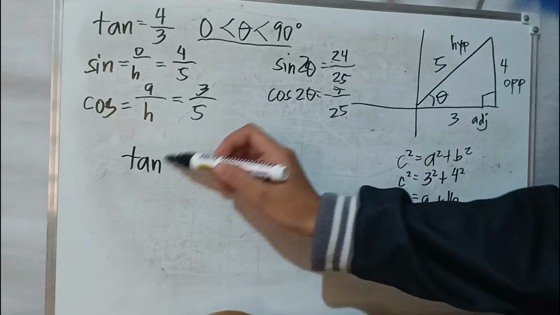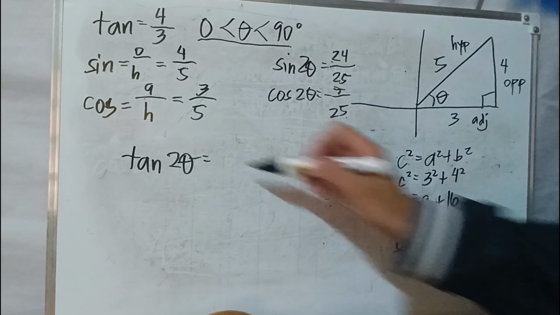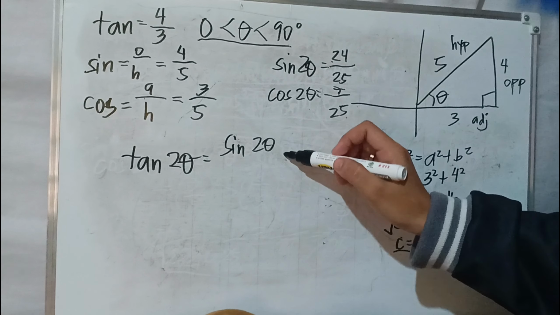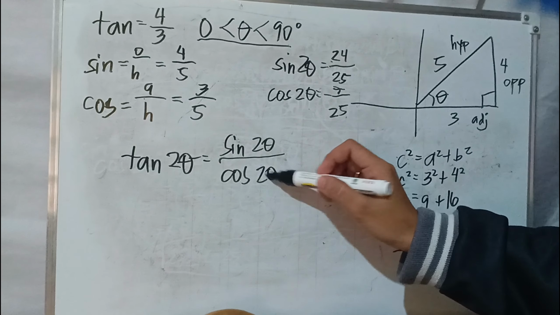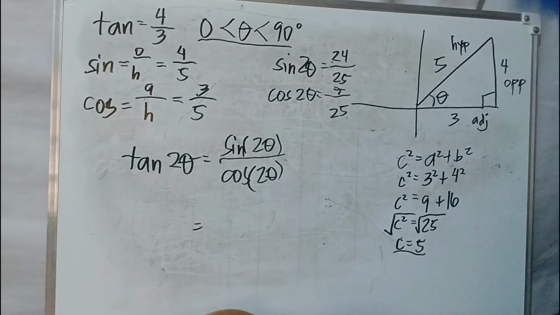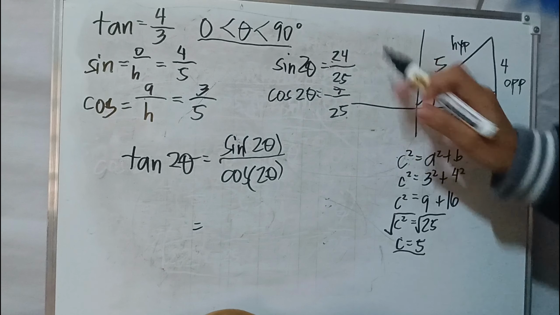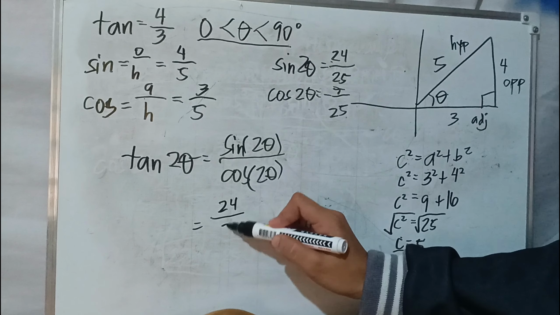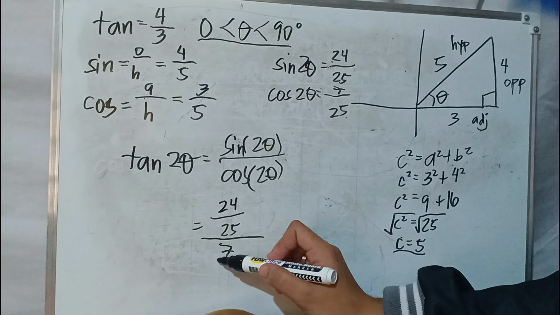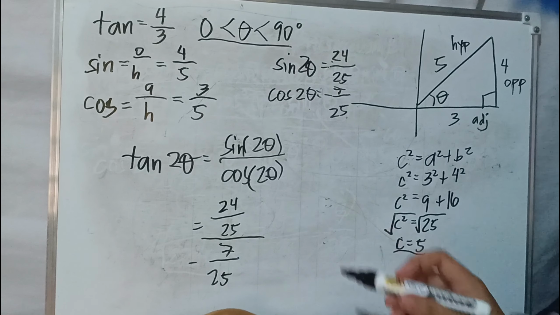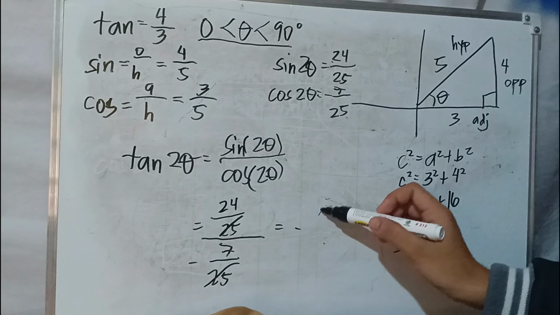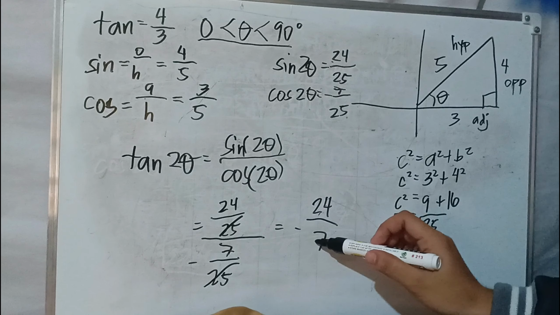If we find the value of tangent 2 theta, we know that using the quotient identity, tangent is equal to sine over cosine. So now we have sine 2 theta over cosine 2 theta. Since we have the value of sine 2 theta and cosine 2 theta, we just substitute them. So we have 24 over 25 all over negative 7 over 25. So we will just cross out the 25, and now we have tangent 2 theta, negative 24 over 7.